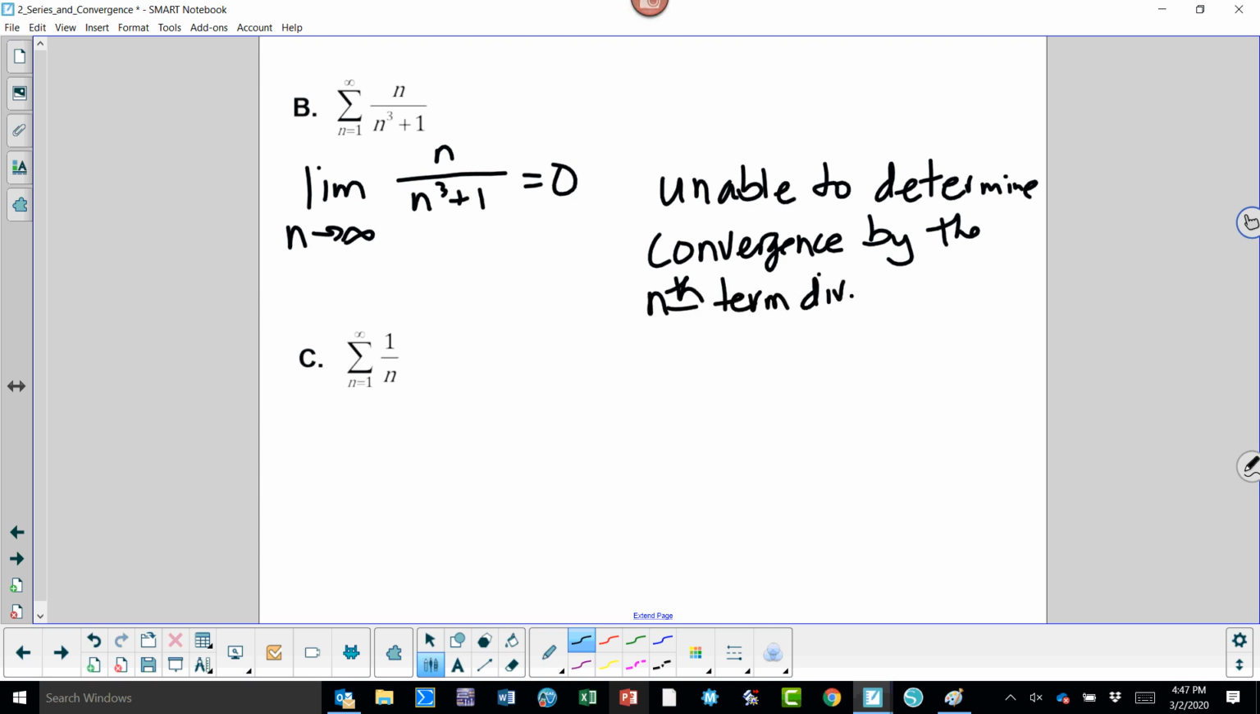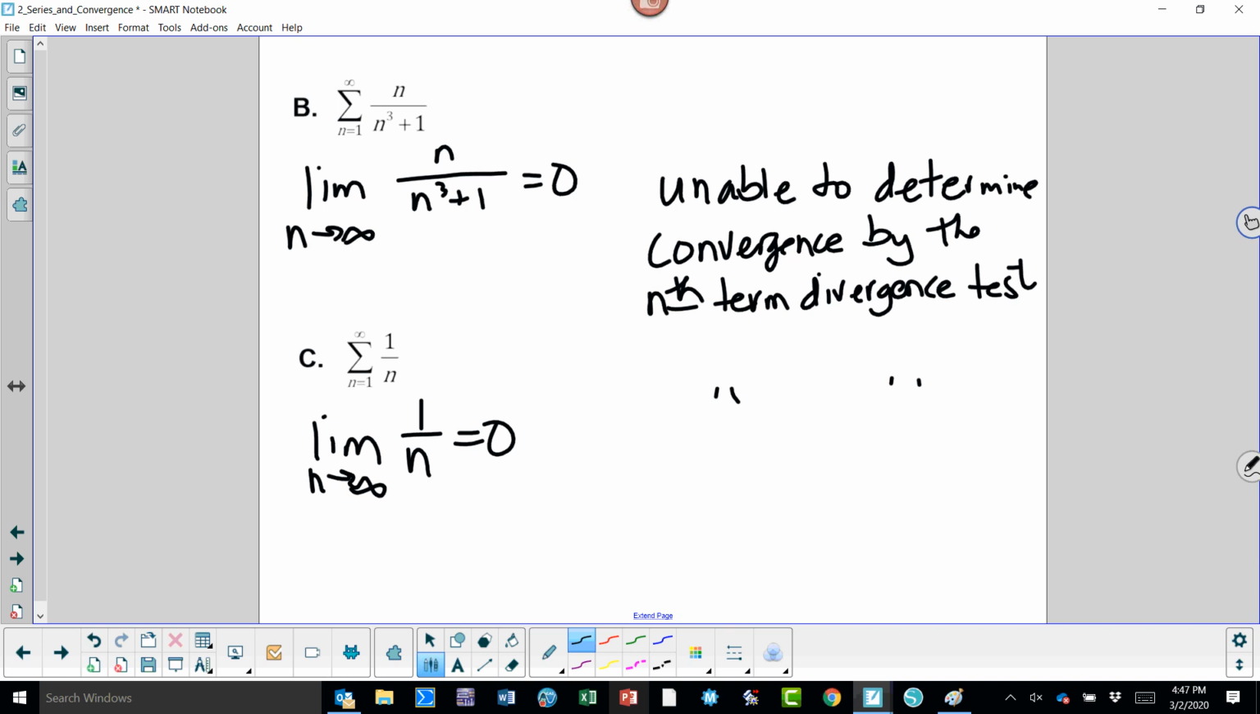Now, it doesn't mean we can't determine convergence by some other things, but you don't know how to do those yet. So right now we're just saying, did we learn anything by the nth term test? We didn't learn anything because the limit was 0. Here, the limit as n goes to infinity is also 0, so ditto for the answer.